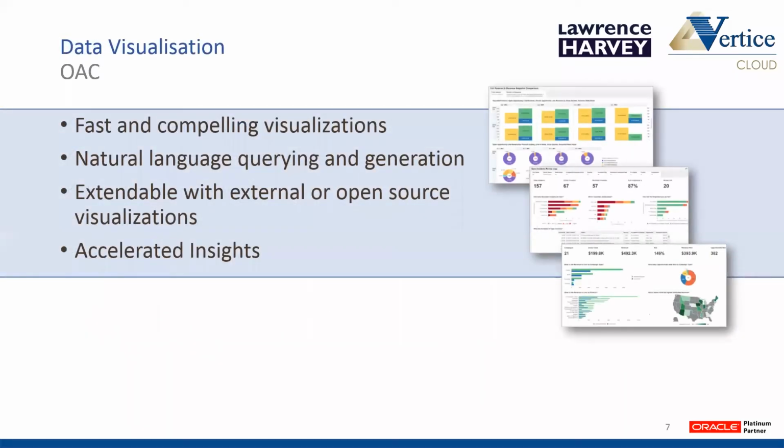The data visualization then, the DV side of OAC, is fast and compelling visualizations. It uses natural language querying and generation. Extendable with external or open source visualizations. So you can actually import external visualizations into OAC and use them in your data visualization projects. And you get accelerated insights, pardon me. So you can create fast and compelling visualizations, and there's lots of visualizations to choose from, and the list can be extended, as I mentioned.